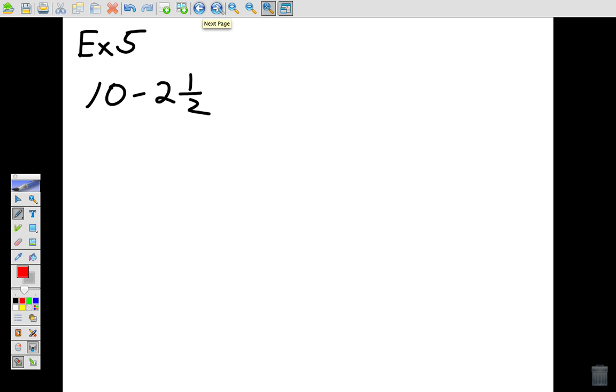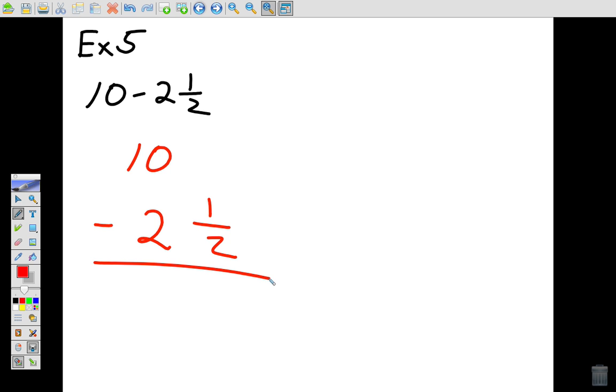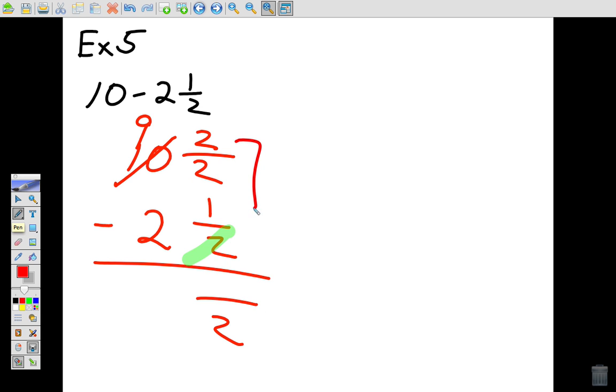All right, example 5, 10 minus 2 and 1/2. I can't take a half away from nothing. All right, I borrow. I'm working with 2's right there, so let's call the one I borrowed 2 over 2. 2 minus 1 is 1. 9 minus 2, 7.